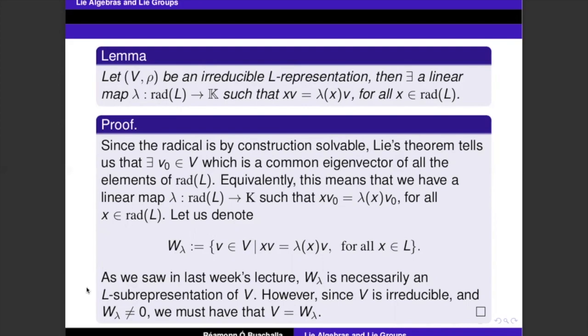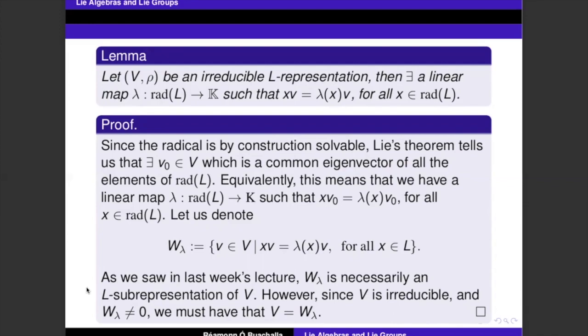What we're going to do is use Lie's theorem from last week. Okay. So since the radical is by construction solvable, Lie's theorem tells us that there exists a v, small v sub 0 inside V, which is a common eigenvector of all of the elements of the radical of L.